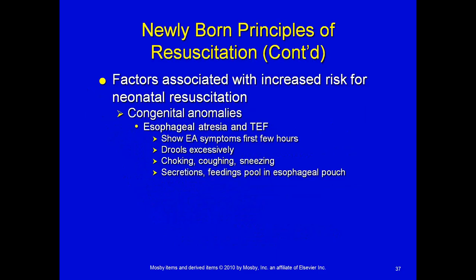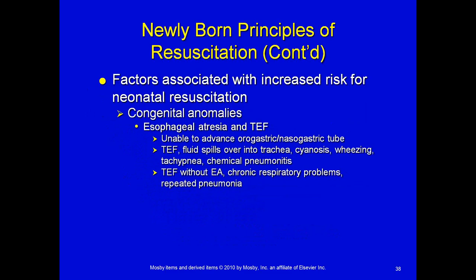They will show symptoms in the first few hours of birth. If you have either one of these conditions, they'll drool excessively, they'll choke, they'll cough, sneeze, and have lots of secretions. Remember that with esophageal atresia, the feedings are going to pool in the esophageal pouch. One other indication would be you're unable to advance an orogastric or nasogastric tube.